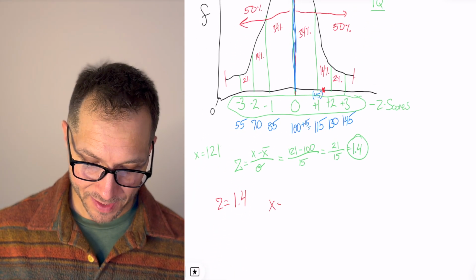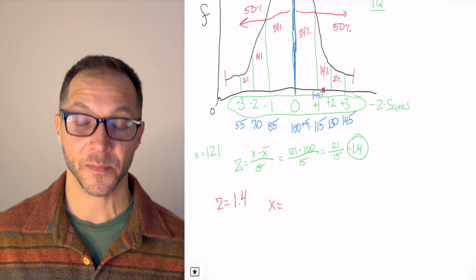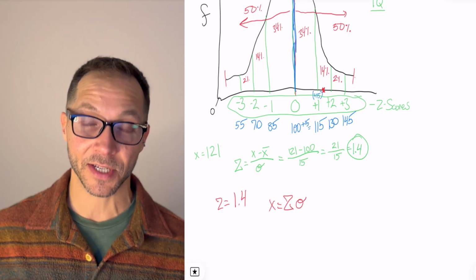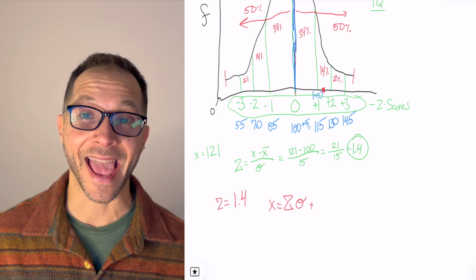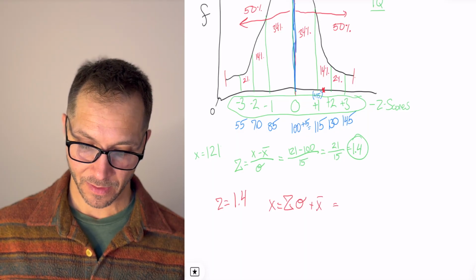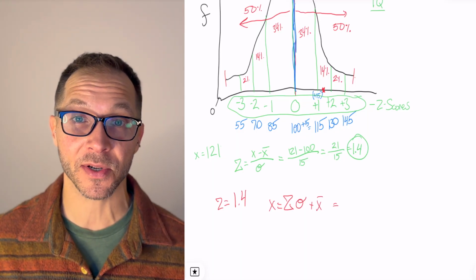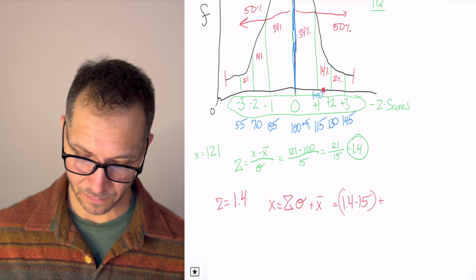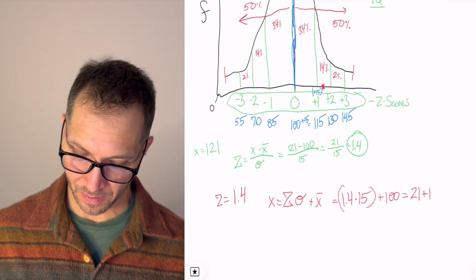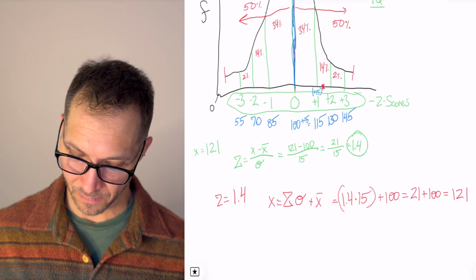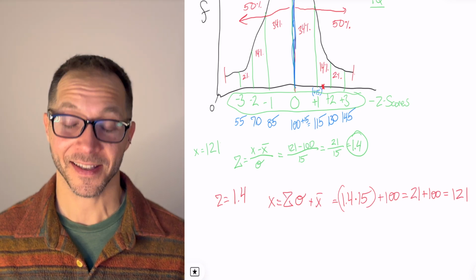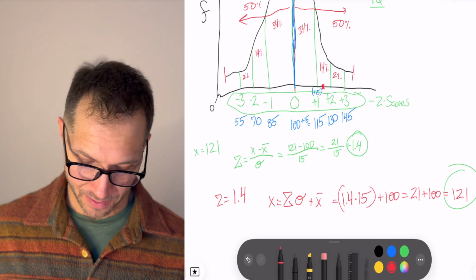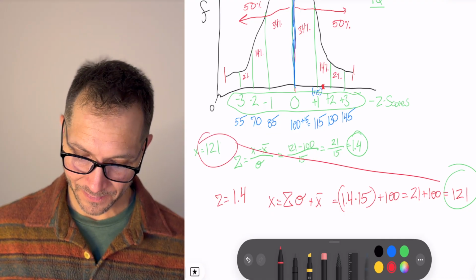So now if I have the z, but I want my x, I multiply my z-score by my standard deviation, and I add the mean to it. Again, we already have all of these numbers, so let's solve it. 121. Let's stupid check our answers. 121 here. 121 here. We got it.